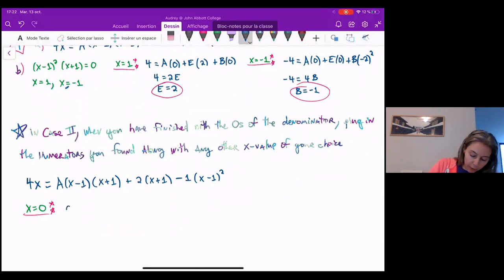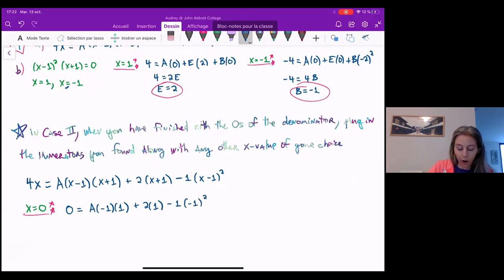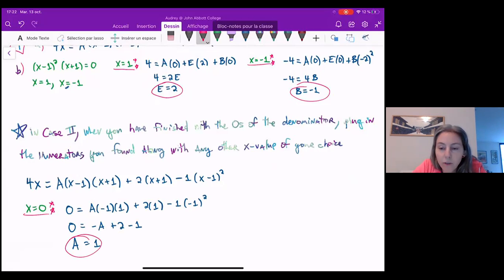And then I get 4 times 0, that's 0, is equal to A times negative 1 times 1, plus 2 times 1, minus 1 times 0 minus 1 squared. So I get 0 is equal to negative A plus 2, minus 1 squared is positive 1, so this is minus 1. And this gives me that A is equal to 1. There we go. That's my answer. Again, I did not have to plug in 0. I could have plugged in anything else in the whole world, and I still would have gotten that A is equal to 1. I plugged in 0 because it was the simplest thing to plug in.